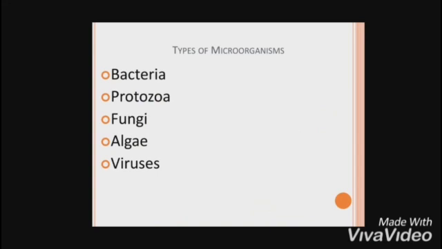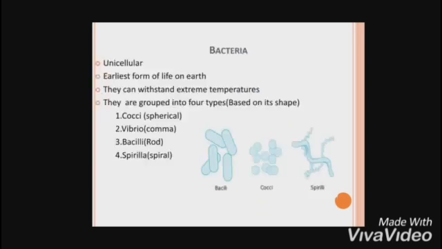The next topic we are going to see is the different types of microorganisms. Microorganisms can be divided into 5 major types, which include bacteria, protozoa, fungi, algae and viruses. Now first, let us see about bacteria. Bacteria are unicellular organisms and they are the earliest form of life on earth. They can withstand extreme temperature, which is very hot or very cold.